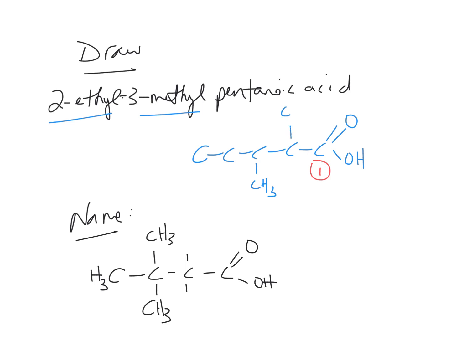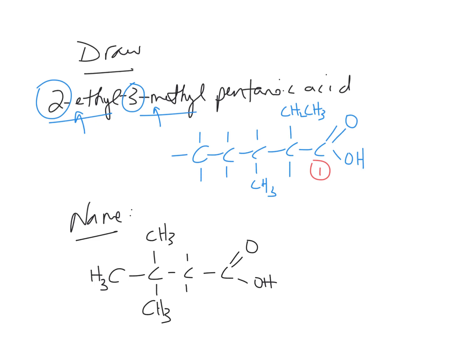Now you may say, hang on a second, why are we writing ethyl before methyl? Remember, this is not based on their number, but on alphabetical order. Ethyl comes before methyl because E comes before M in the alphabet. Now fill the rest of it out with hydrogens. And there you go.